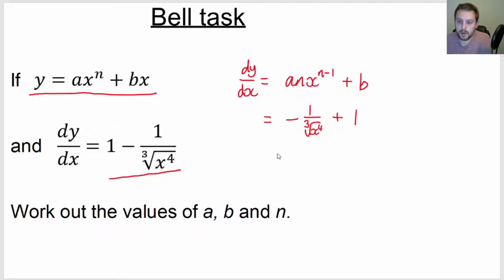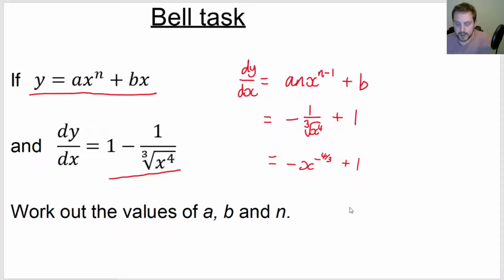And so the next job I might do is rewrite this just using indices. No cube root symbol, no fraction. The reason is then I'll be able to compare it to this. Okay, so this is minus, and then this is x to the 4/3, but it's really x to the minus 4/3, plus 1. So it's a minus 4/3. It's minus because it's a reciprocal. And then it's the power 4, but then it's cube rooted, so that's 4/3.